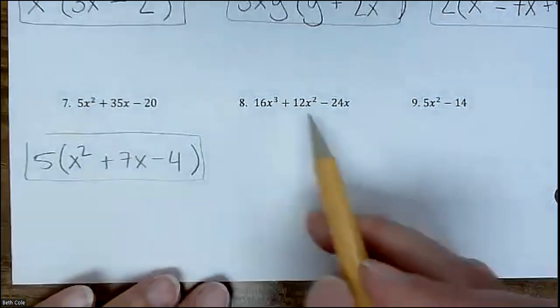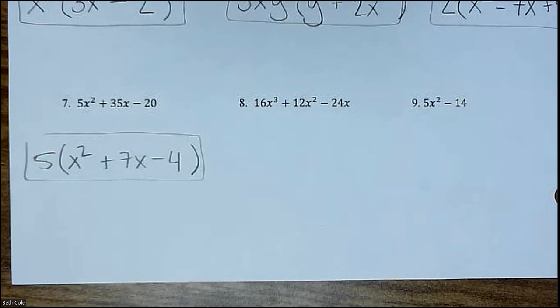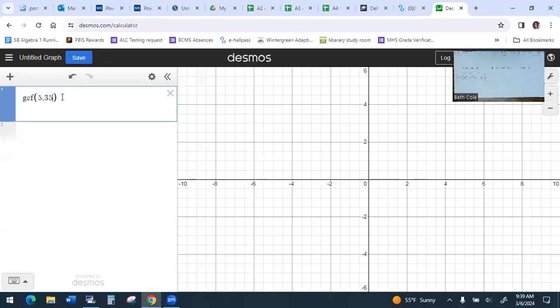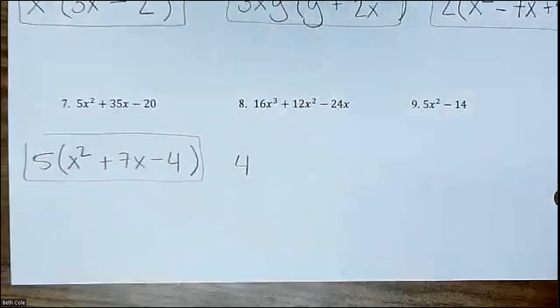All right, you have 16, 12, and 24. You would maybe want to put this one into GCF. All right, what was the numbers? 16, comma, 12, comma, 24. Good. Did you say 4? Good job. All right, so 4 is our greatest common factor.